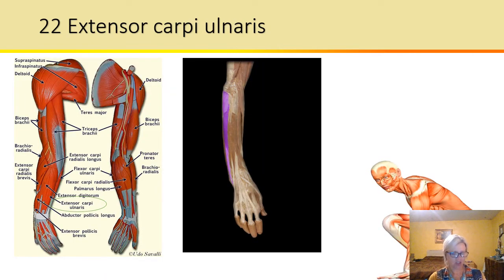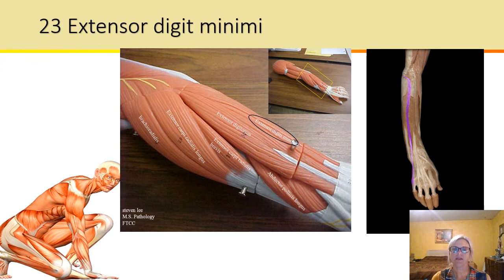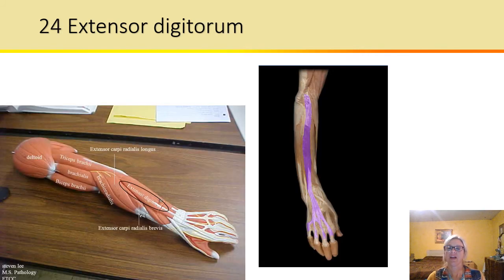All right, so extensor carpi ulnaris. All right, so this is going to go along near the ulna. This is the wrist stretcher of the ulna. Extends the wrist and adducts the hand. All right, so now we have the extensor digiti minimi. Well, minimi means small, so it's just the small finger stretcher, and it extends the phalangeal joint. Extensor digitorum just means finger stretcher, and it extends the joints.